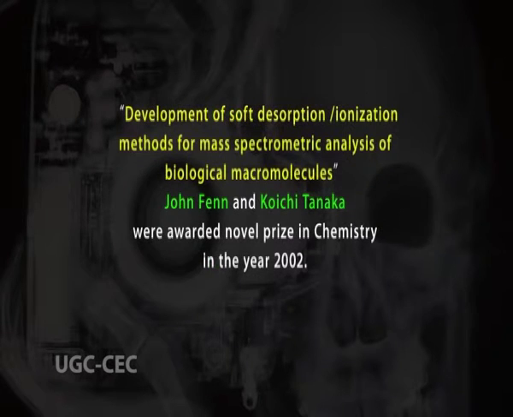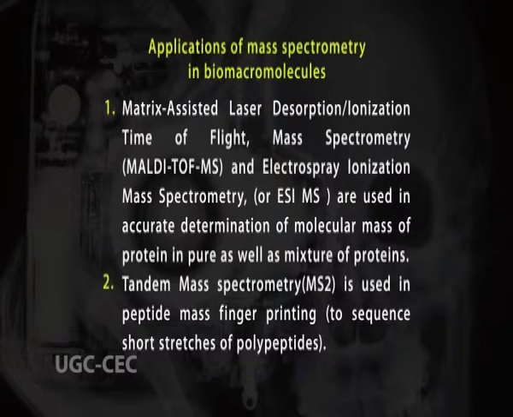For this pioneering work on the development of soft desorption ionization methods for mass spectrometric analysis of biological macromolecules, John Fenn and Koichi Tanaka were awarded the Nobel Prize in Chemistry in the year 2002. Application of mass spectrometry in biomacromolecules.